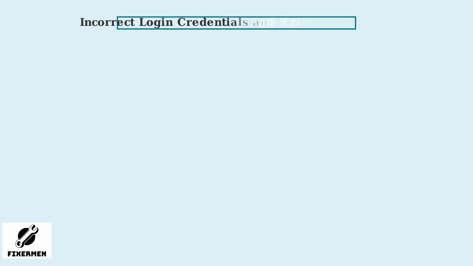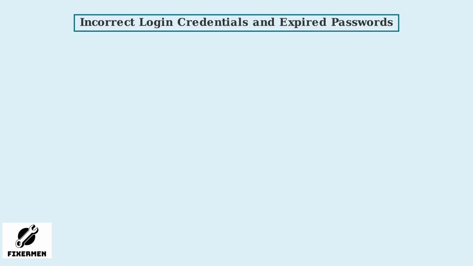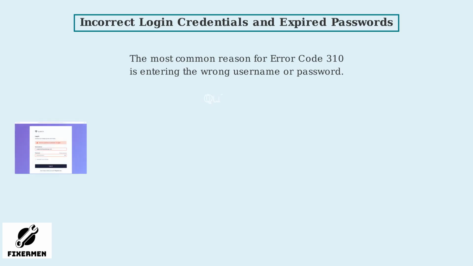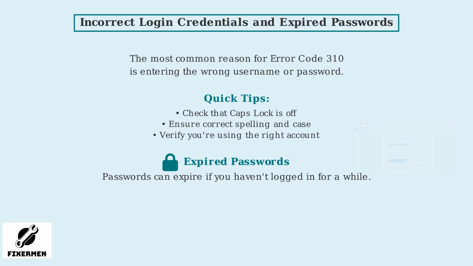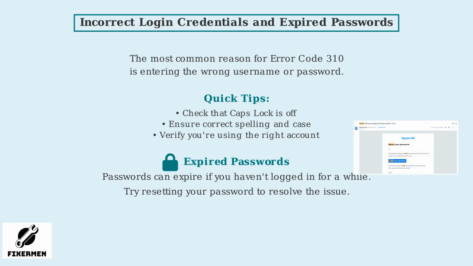The most common reason for error code 310 is entering the wrong username or password. This simple mistake can prevent you from accessing your Chime account. When you see this error, check that your caps lock key is off, ensure the spelling and case are correct, and verify you're using the right account credentials. Another common issue is expired passwords. If you haven't logged in for an extended period, your password may have expired automatically.